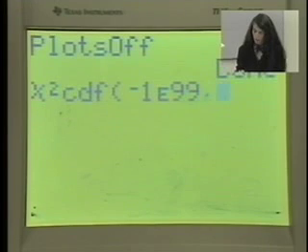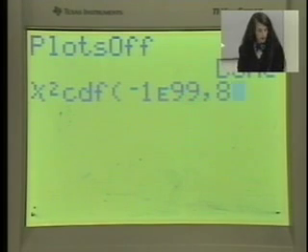Then we want a comma, and our upper bound is 8 because we're finding the probability that chi-square, the variable, is less than 8.